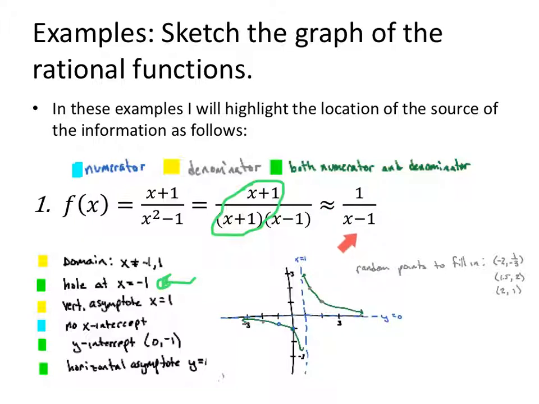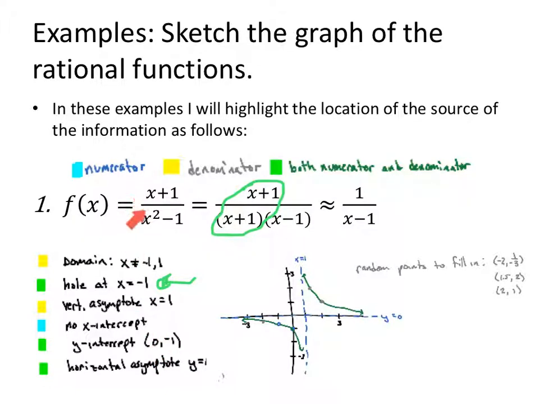I know I'm going to have a vertical asymptote at x equals 1. I know my simplified numerator is never 0, so no x-intercepts. I can go back to the original and see that my y-intercept, when x is 0, I'll have 1 over negative 1, so 0 comma negative 1.